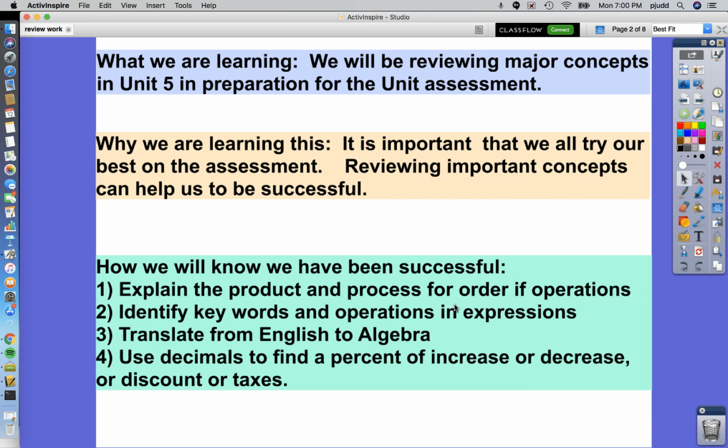Well, one, you'll be able to explain product and process for order of operations, identify keywords and operations and expressions, translate from English to algebra, and use decimals to find your percent of increase or decrease or discount or taxes.